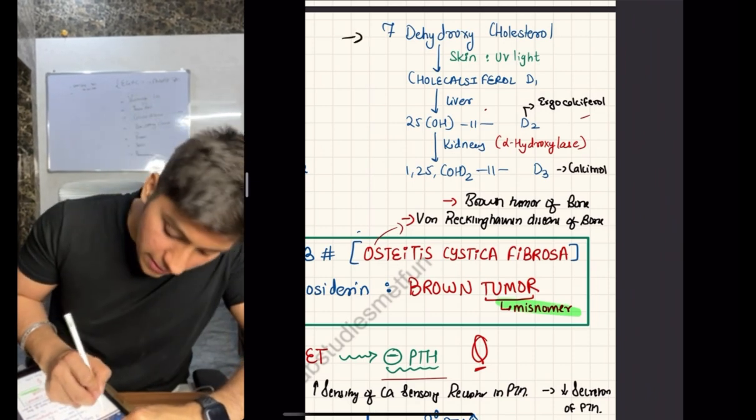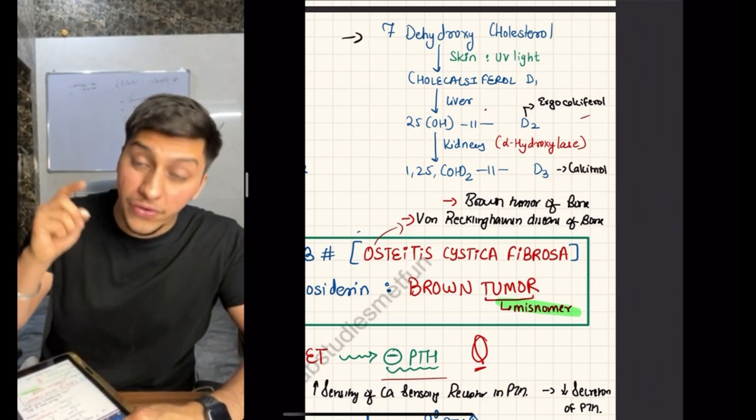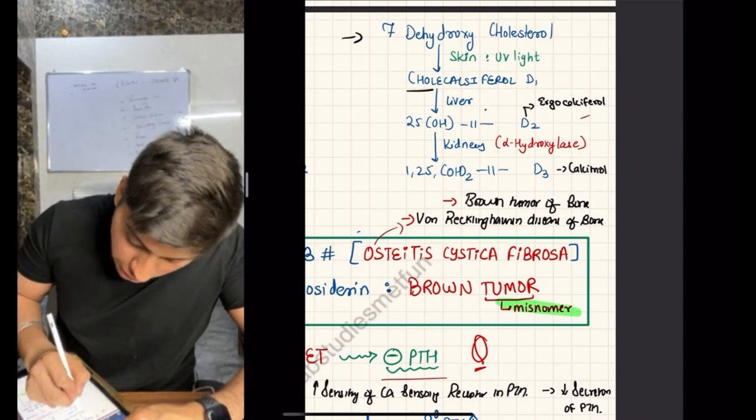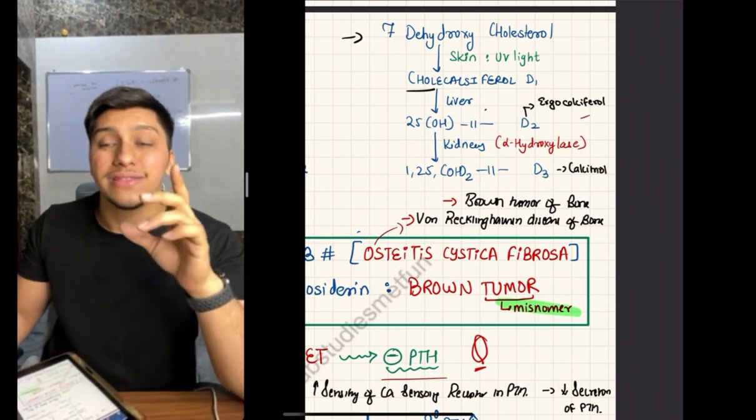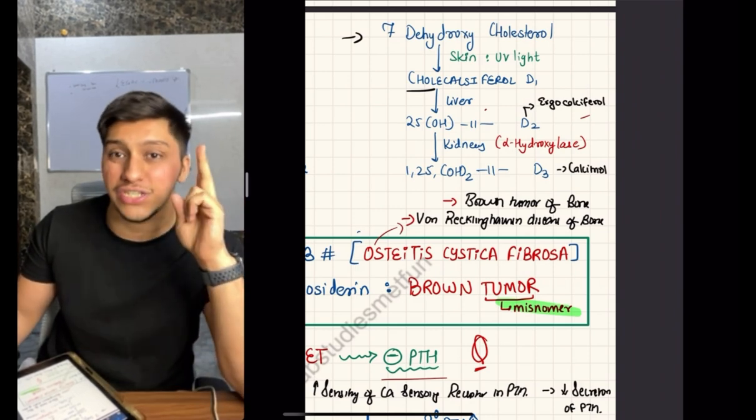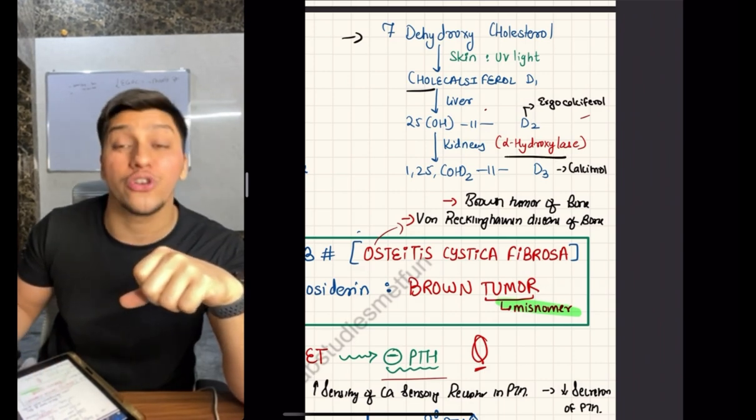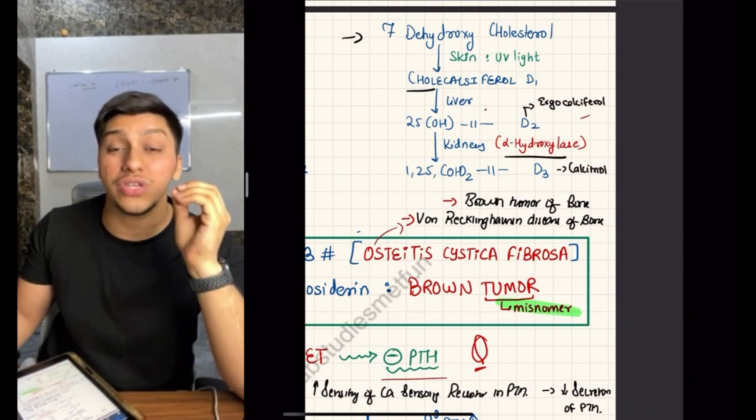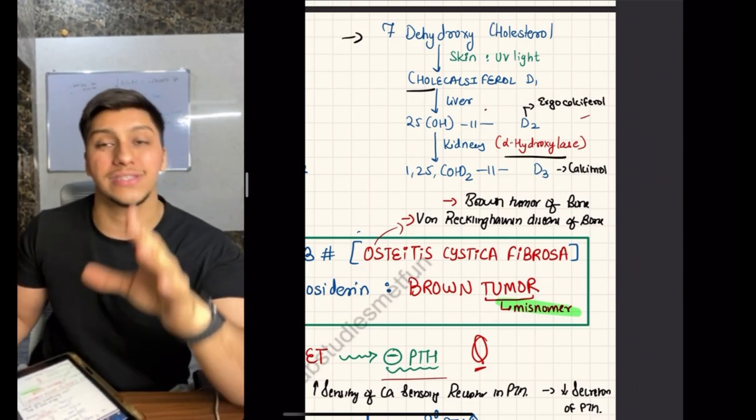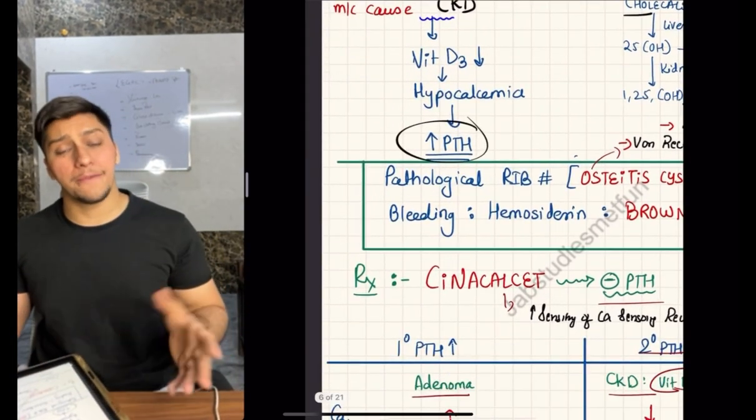See, in the skin, 7-dehydrocholesterol with the help of UV light is converted to vitamin D3, which is called cholecalciferol. In the liver, this is converted into 25-hydroxycholecalciferol, and in the kidney, with the help of the enzyme alpha-hydroxylase, it gets converted into the active form, which is 1,25-dihydroxycholecalciferol, calcitriol. Alright, this is secondary hyperparathyroidism.